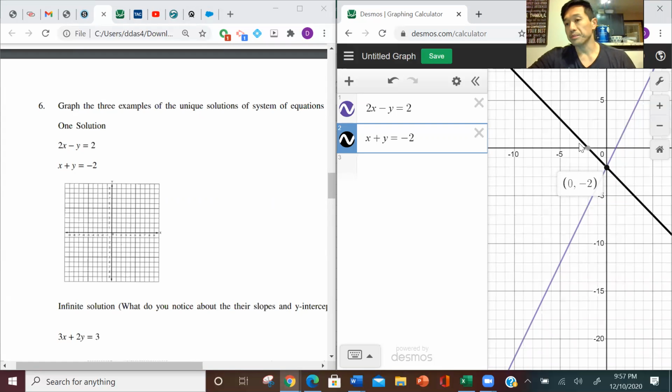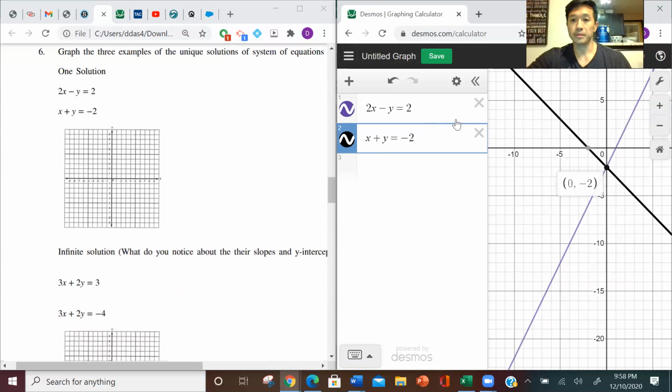Notice here in this situation, they have different slopes. And in this situation, they're crossing at the same y-intercept. So they're very fortunate they cross there. Okay, so that's only one solution.